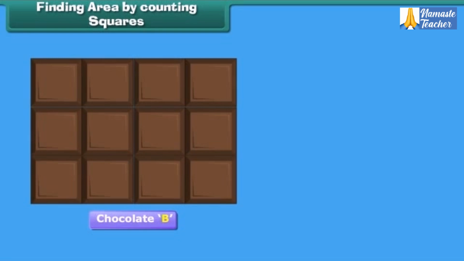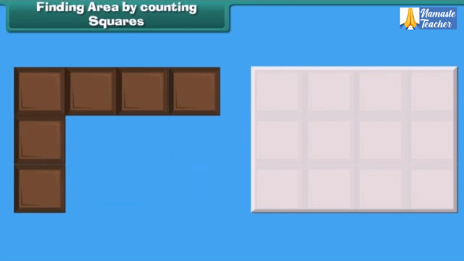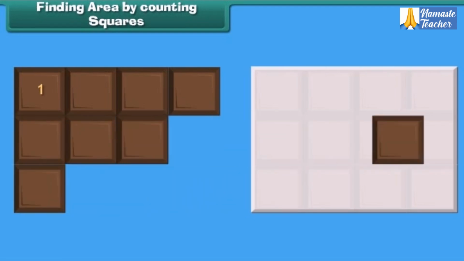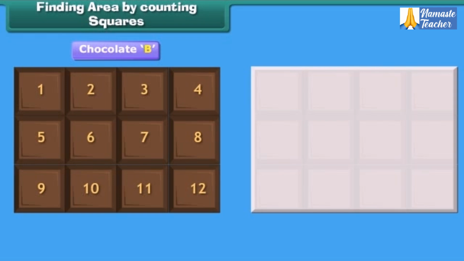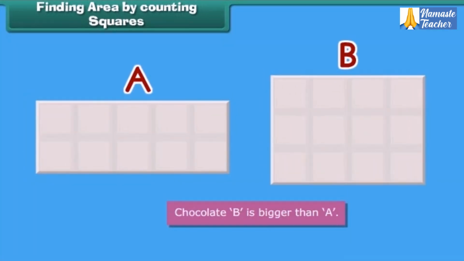Now let us find the area of chocolate B. The length of the chocolate B is 4 centimeter. Its width is 3 centimeter. So, 4 squares can be arranged along its length and 3 squares can be arranged along its width. In total, 12 squares can be arranged on this chocolate. Can you tell what would be its area? Very easy. It's 12 square centimeters. So, among chocolates A and B, chocolate B is bigger in size.